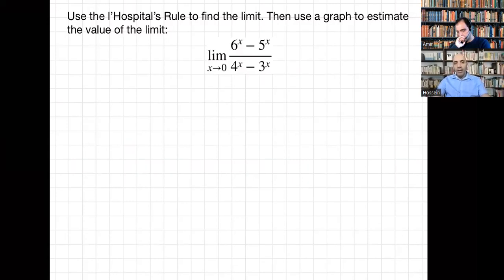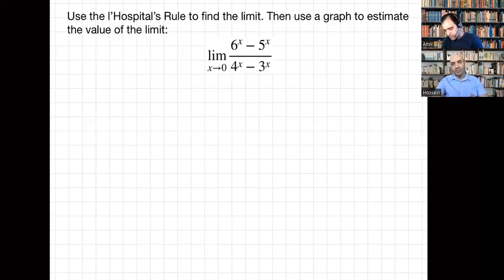So the problem is finding the limit of this expression: 6 to the x minus 5 to the x, divided by 4 to the x minus 3 to the x. And probably you're going to use L'Hopital's rule to find the limit, because this is one of those indeterminate limits. And if you can also use a graph to confirm the answer, the solution, that would be great. So the floor is yours.